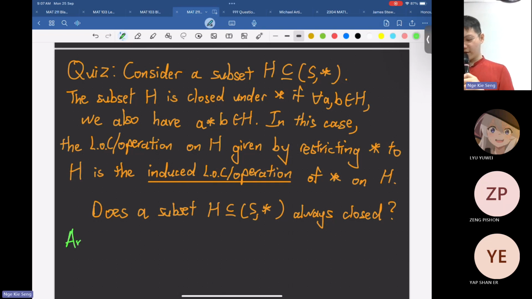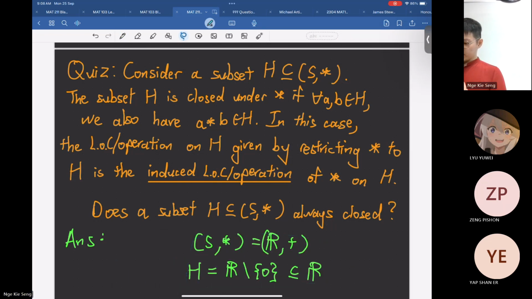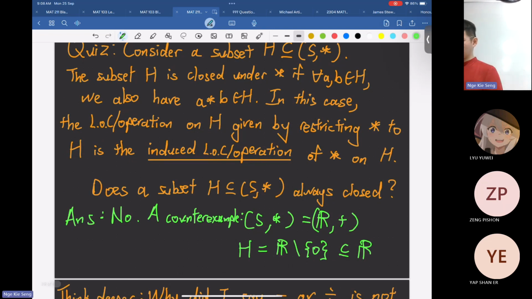Okay, let's try it. So what's your G? What's your X? Real numbers with addition or multiplication? Addition. And then what is your H? Let H be the real numbers without zero. So this is a subset of R. Can everyone see the counterexample here? What is going to happen? Anyone trying to guess or see what is going on? How do we contradict this? H is not closed.